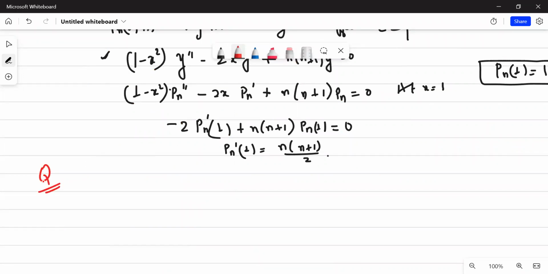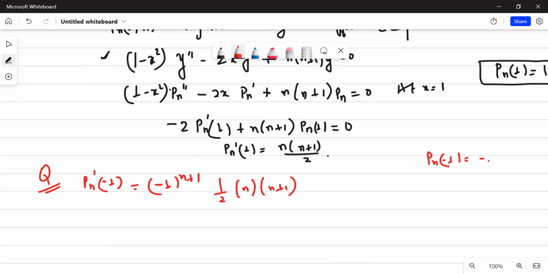Just let me know what will be the value of Pn dash minus 1 in that case. Just try to figure out the same steps, do the same step, and you'll be able to find that this is equals to minus 1 raised to power n plus 1, and then all these things would remain. Because remember that Pn minus 1 is equals to minus 1 raised to power n. Don't forget it. This will remain as ever.